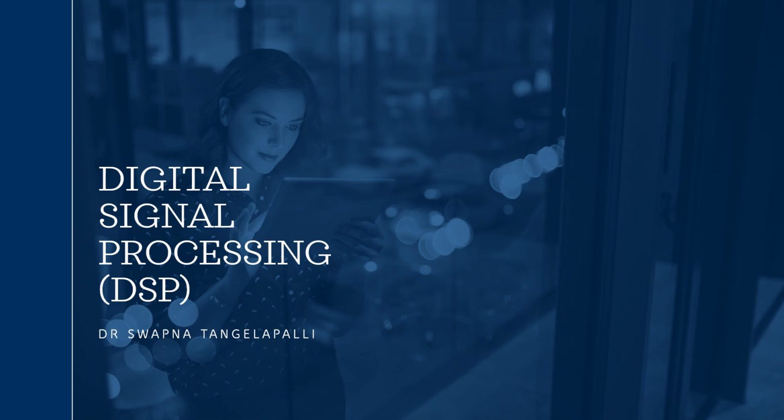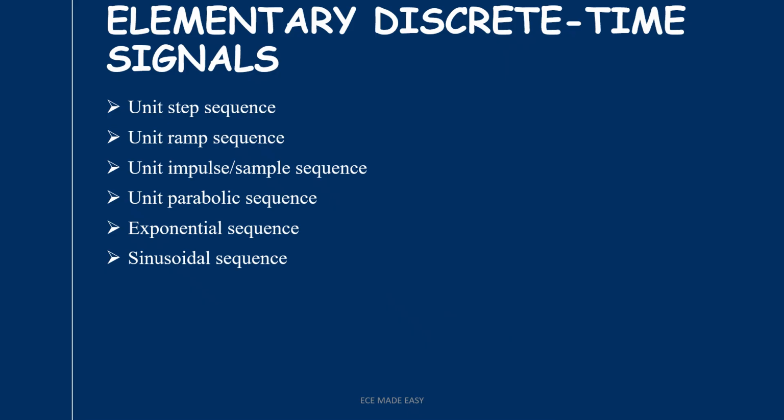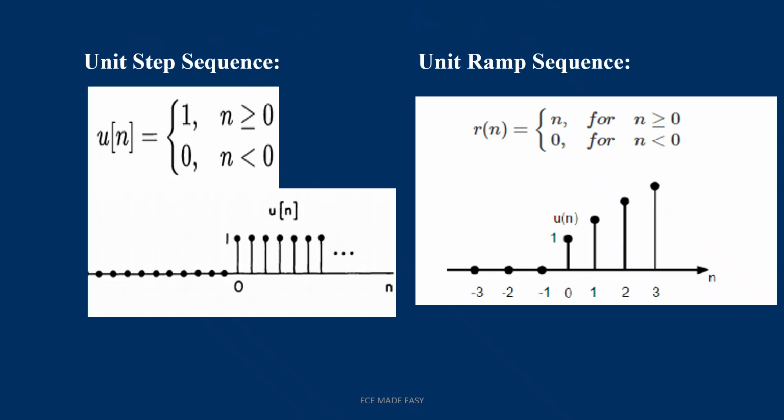My name is Swapna. In DSP, today's topic is elementary signals. The different elementary discrete time signals which we are going to discuss today are unit step signal, ramp signal, impulse signal, parabolic signal, exponential signal, and sinusoidal signal. The signal can be replaced by the name sequence. As the signal is discrete, we can call it sequences. Now, one by one, we'll see.